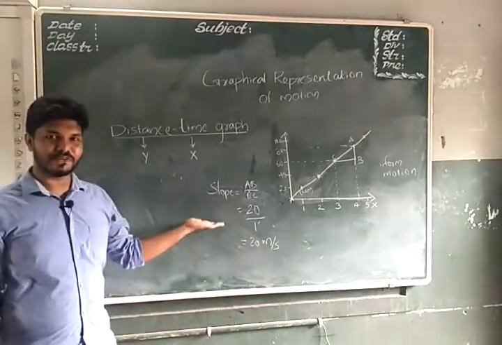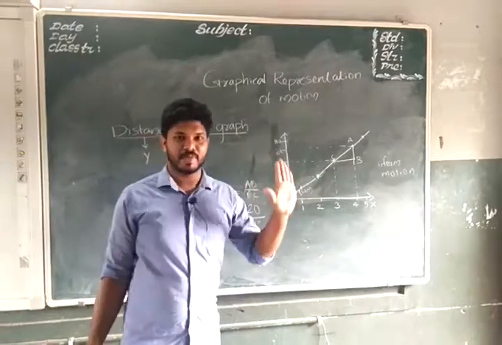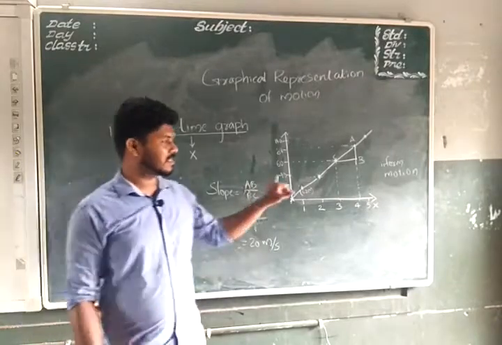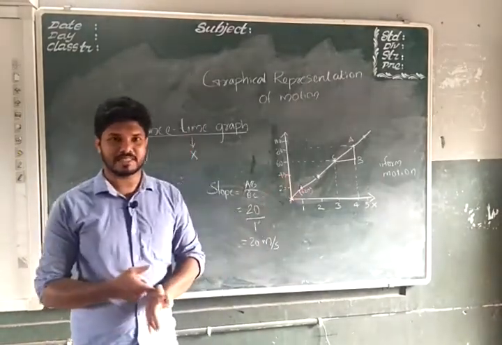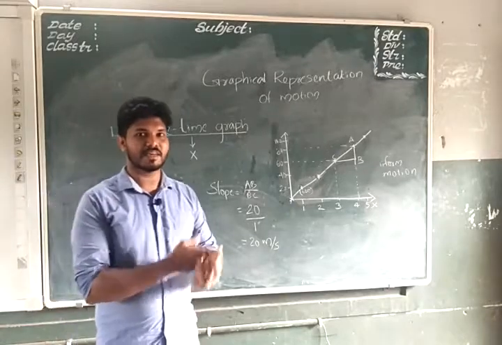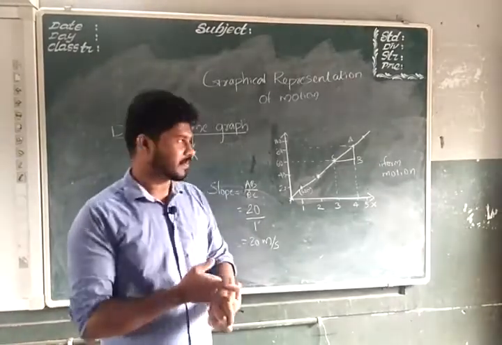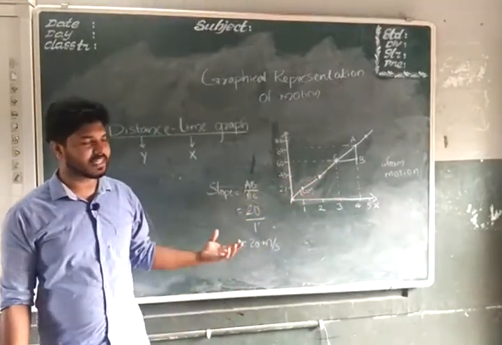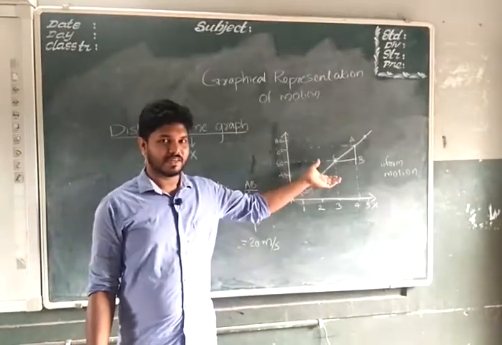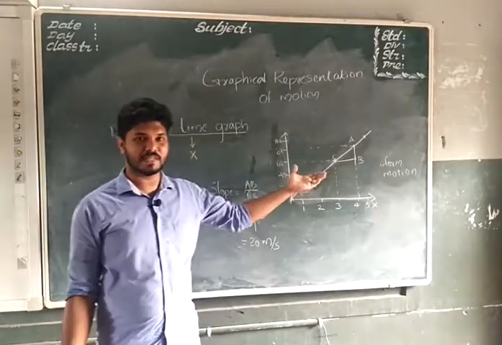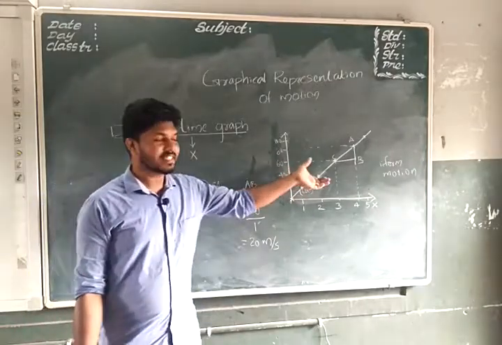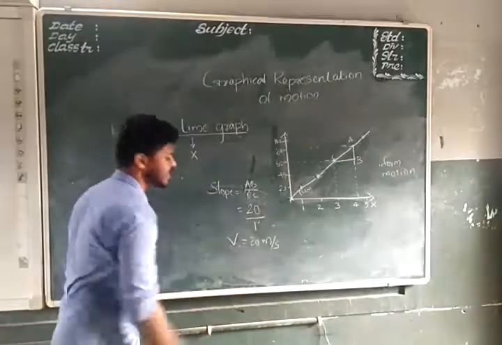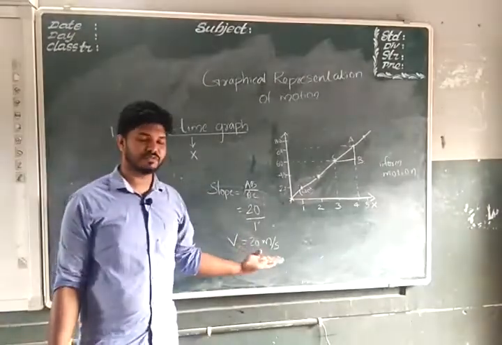Hope it is clear for you now. So today we explained the first type of graph, that is the distance time graph. Based on the distance time graph, there are two cases. First one, when the object is at rest and when the object is in uniform motion. And when the object is in uniform motion, we can find the speed of that particular object by finding the slope of the graph. When we find the slope of the graph, that itself is the speed of the object, here it is equal to 20 meter per second.